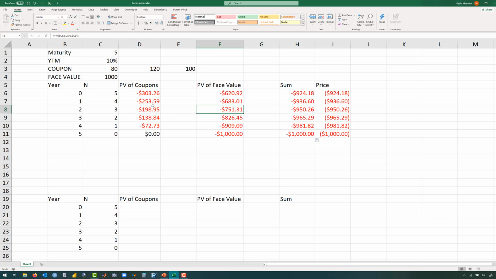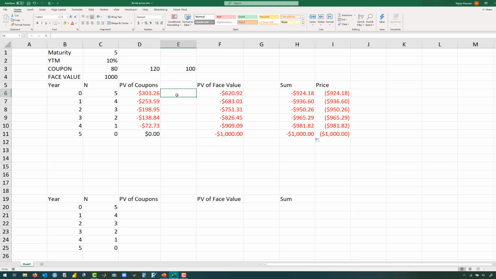All right. So on one hand, we can see that as we move closer to maturity, the value of the coupon payments decreases because there are fewer coupons remaining. But as we move closer to maturity, the value of the face value increases because we're that much closer to receiving that 1,000. Right. So there are two opposing movements happening.